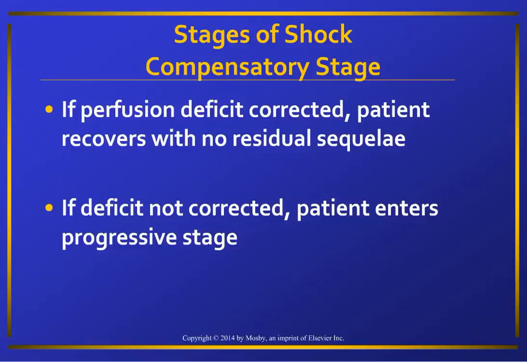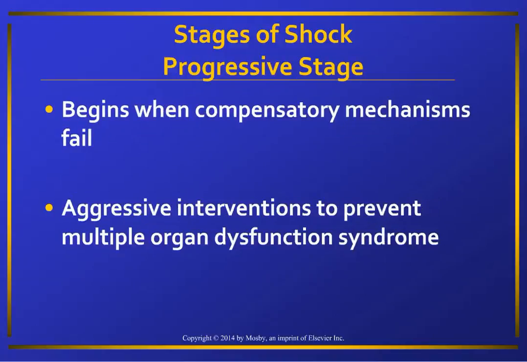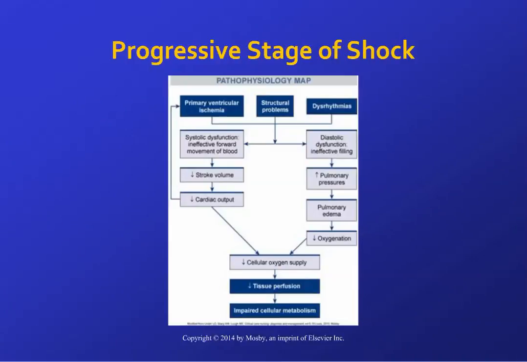If the perfusion deficit is corrected, the patient recovers with no adverse sequelae. If the deficit is not corrected, the patient enters the progressive stage of shock. The progressive stage of shock begins when compensatory mechanisms fail. Aggressive interventions to prevent multiple organ dysfunction syndrome must be taken. Changes in the patient's mental status are important findings in this stage. This is a depiction of the pathophysiology of the progressive stage of shock.